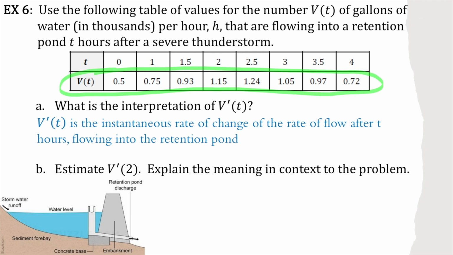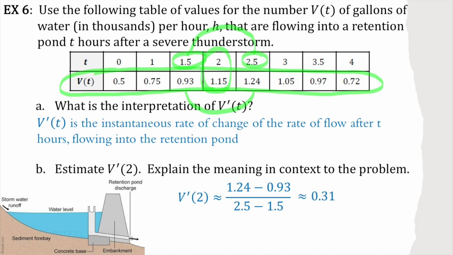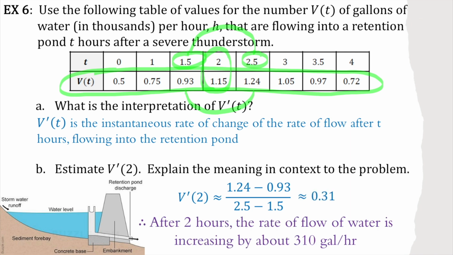Part B asks us to estimate V prime of 2. We have a value for V of 2, but how would we find the slope there? Well, you can look at the 2 points on either side and use a regular slope formula. So 1.24 minus 0.93 over 2.5 minus 1.5, 0.31. So that would say that after 2 hours, the rate of flow of water is increasing by about 310 gallons per hour, because remember, this water is in thousands.